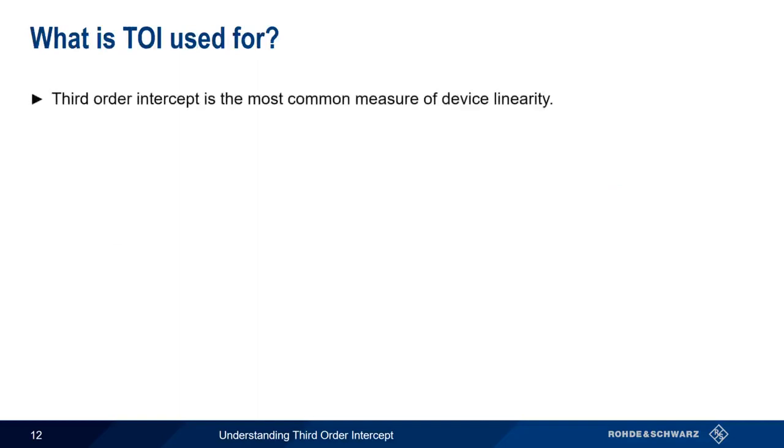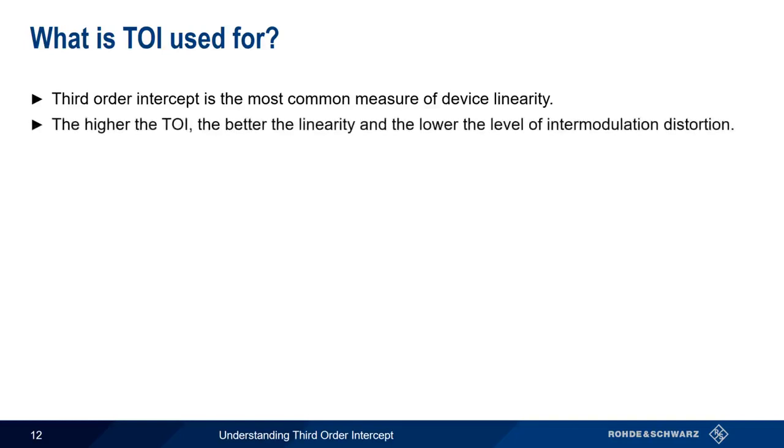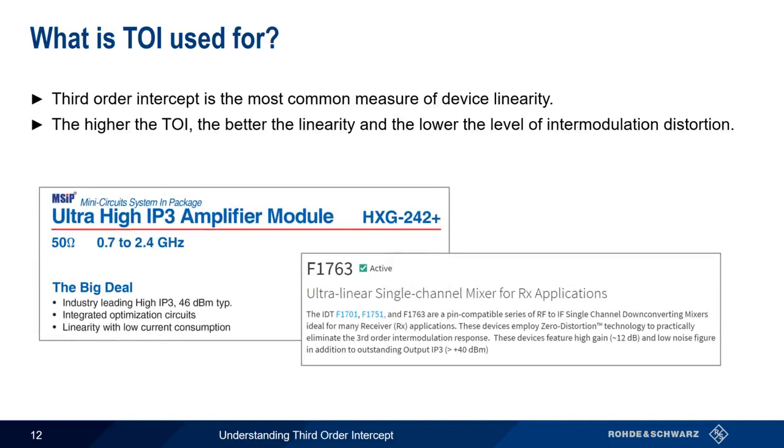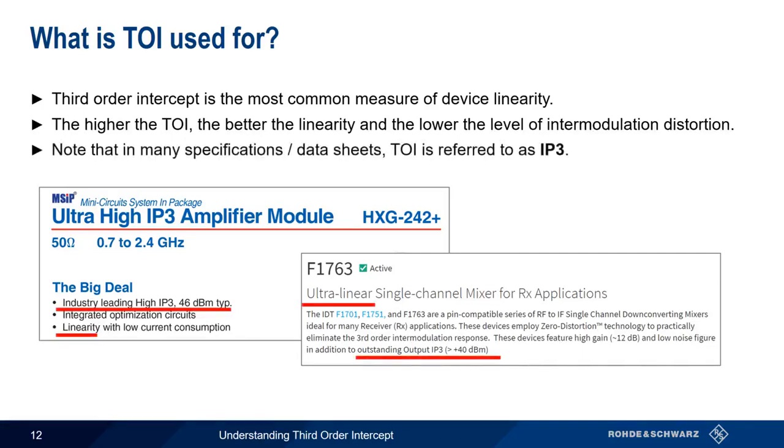So why do we measure third-order intercept? Third-order intercept is the most common way to quantify the linearity of a device. Often we're very interested in knowing how linear a device is, and third-order intercept is a simple and reproducible way of measuring linearity. The higher the third-order intercept, the better the linearity of the device, and the lower the level of intermodulation distortion that device generates. Device manufacturers use third-order intercept in their specifications and datasheets as a measure of linearity, although in many cases you will also hear the abbreviation IP3 used to refer to third-order intercept.